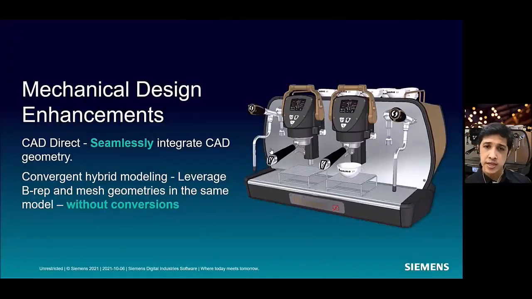Let's jump straight in. First up is mechanical design enhancements. We'll be showcasing a new capability called CAD Direct, where you can seamlessly integrate CAD geometry from other CAD systems directly into Solid Edge. Next, we'll take a look at Convergent hybrid modeling, leveraging the ability to work with BREP and mesh geometries in the same model, and also without conversions. Let's take a look.